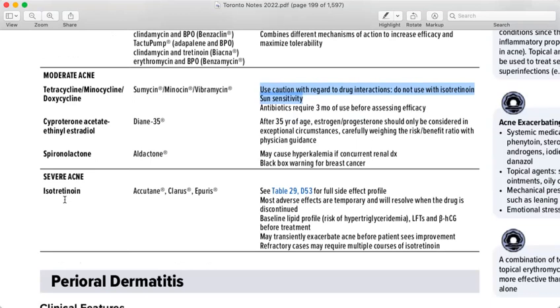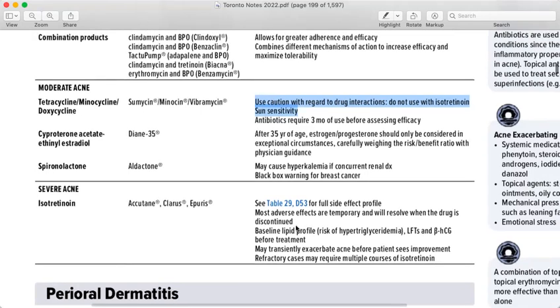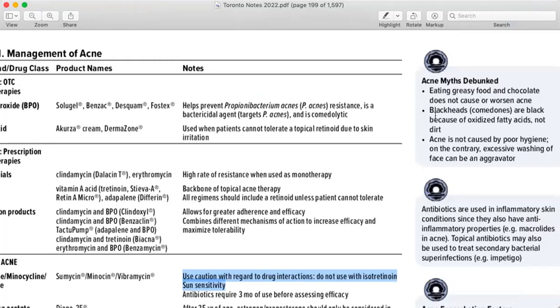You have to do the basic baselines like lipid profile, LFTs, and beta HCG before the treatment. Beta HCG is everything in this scenario. They can ask you what is the first thing, or what are the main tests you would like to do before prescribing isotretinoin.